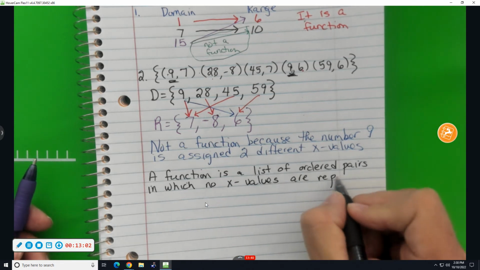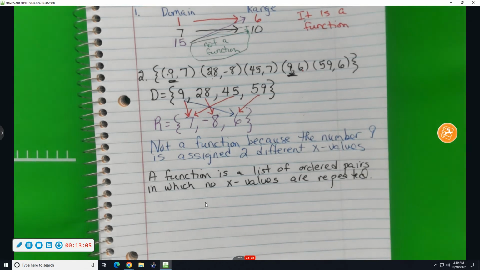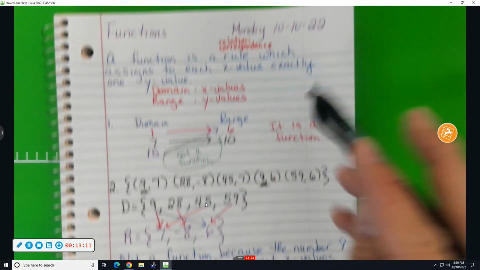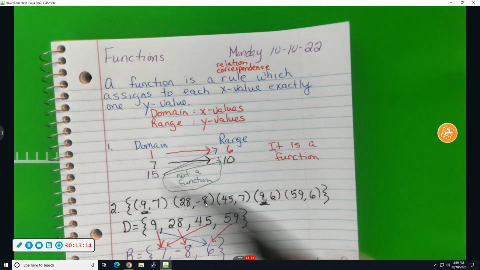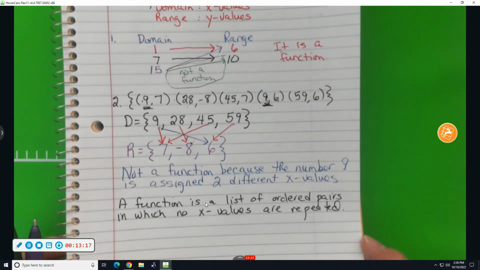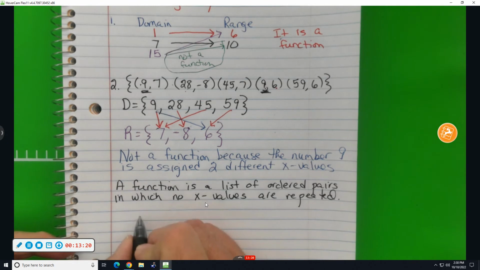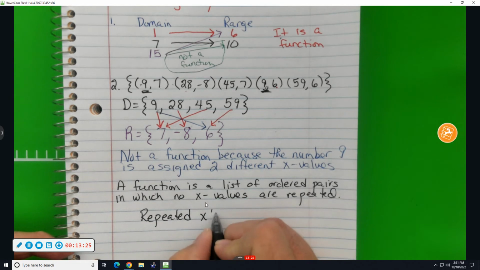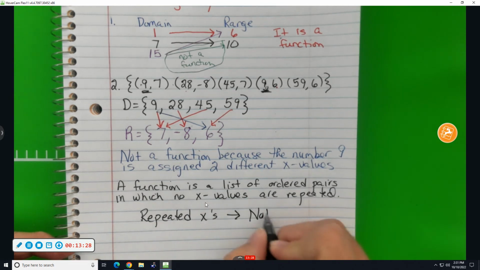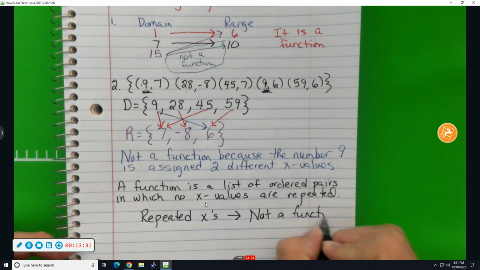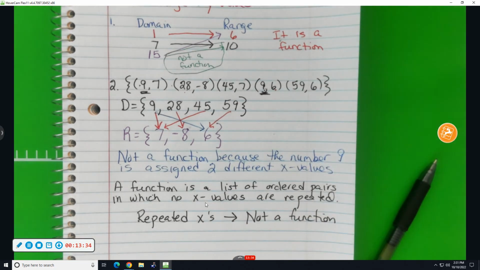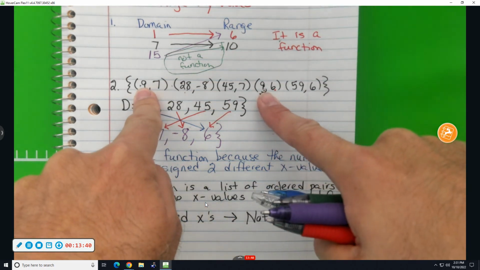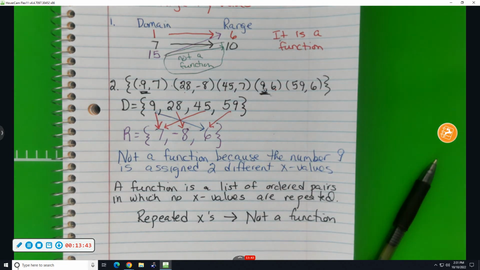If you went and found a paper algebra book and looked up the definition of function, it's going to either say this, or it'll say this, or it might give you both of them. There's 2 ways of defining function. So, to summarize what I've written there, repeated x's, not a function. So, like right here, 9 was repeated as an x value. So not a function.